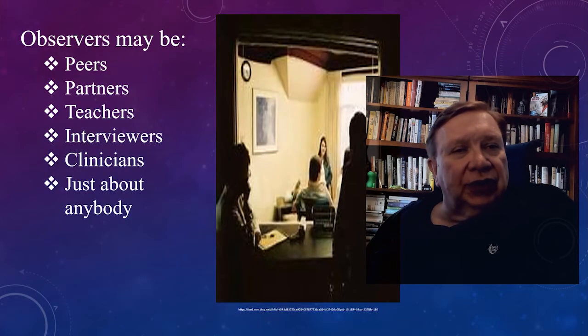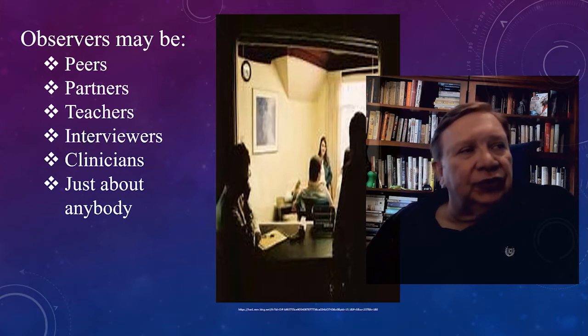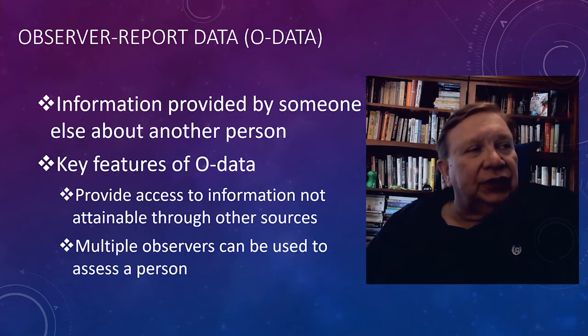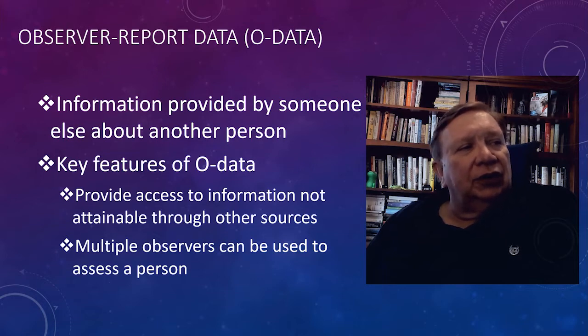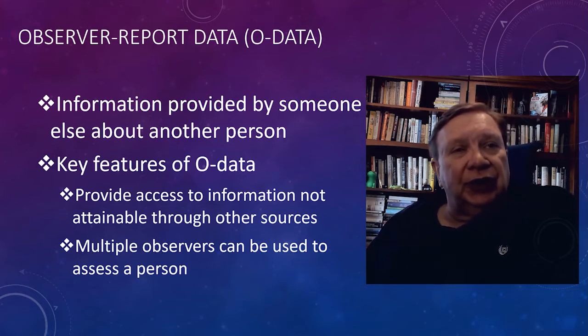So observers can be many different people. They can be peers, they can be romantic partners, teachers, interviewers, clinicians, just about anybody. If you can fill out a questionnaire about somebody else that you know, you can be an observer. So, observers are basically individuals that provide information about another person. They give us access to information not obtainable through different sources of data.